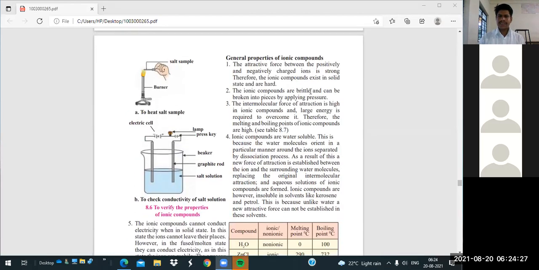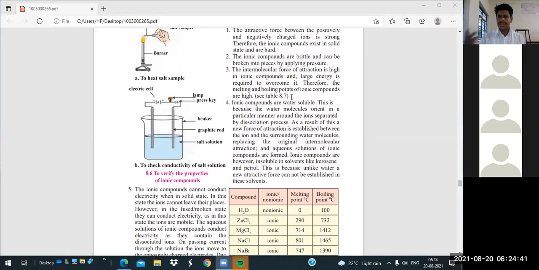Once again, I'm going to repeat this. The attractive force between positively and negatively charged ions is strong. Therefore, these ionic compounds are found in the solid state. Second, ionic compounds are brittle, so they can break into many pieces. The intermolecular force of attraction is higher in ionic compounds, and large energy is required to overcome it. Their positive and negative charges strongly attract each other, so when we have to break, melt or boil them, we have to apply maximum energy in the form of heat or electricity.